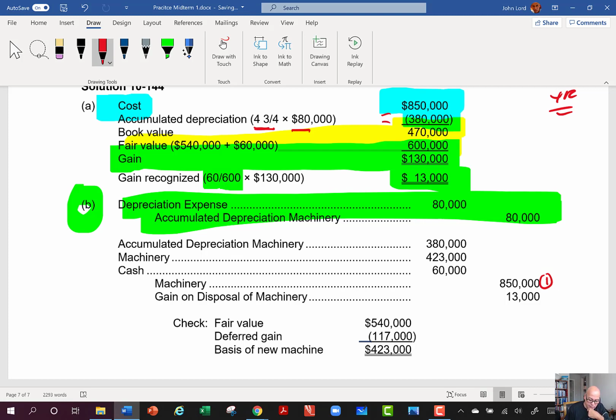Then what? Then you go ahead and you get rid of the accumulated depreciation, which we had calculated up there. Get rid of that. You get rid of the old machine, take off its original cost, take off its accumulated depreciation to take it off the books.